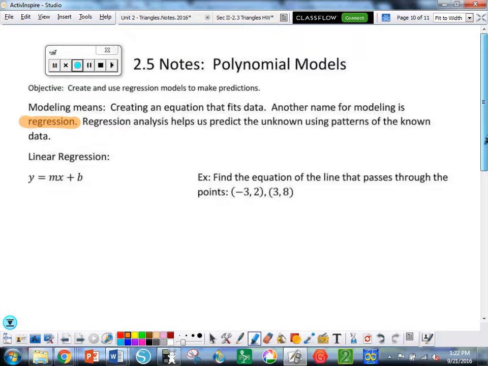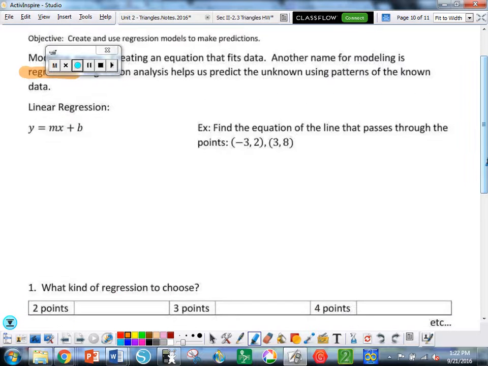Now you've done this before, probably secondary 1, maybe math 8, I'm not sure where this is taught. But you've done it before. Raise your hand, or does this look familiar? Y equals mx plus b. We know that, right? What does the m stand for? What does the b stand for?